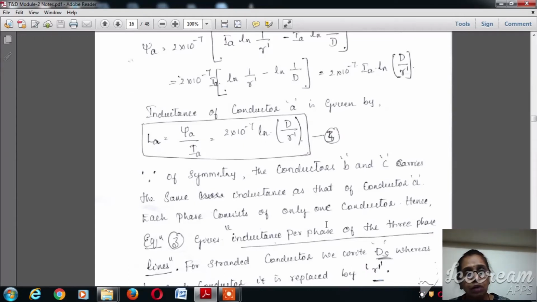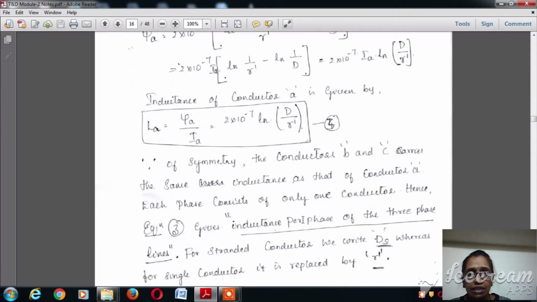So now we are considering a three-phase line and three conductors. These three lines are symmetrically spaced, and it is also represented as an equilateral triangle. So equilateral and symmetrical spacing. Now each phase consists of only one conductor. Hence this equation 3 gives the inductance per phase of the three-phase line.